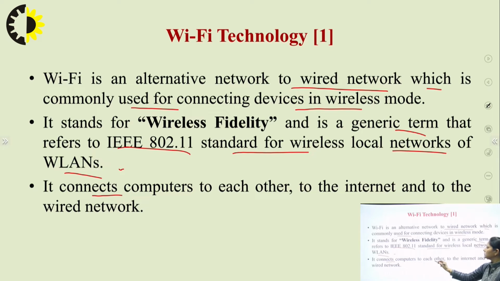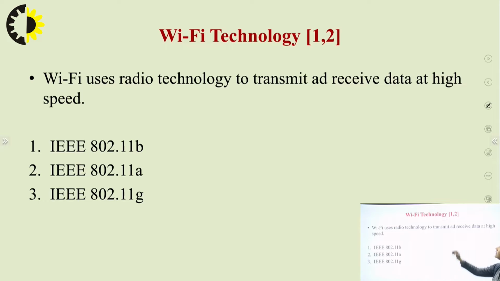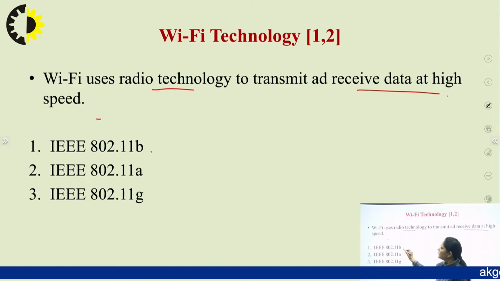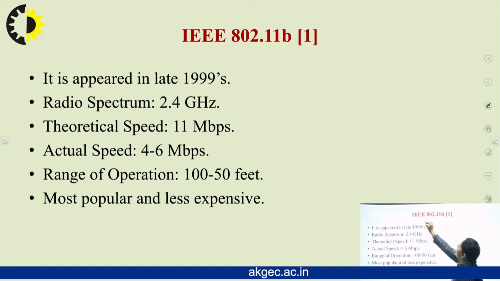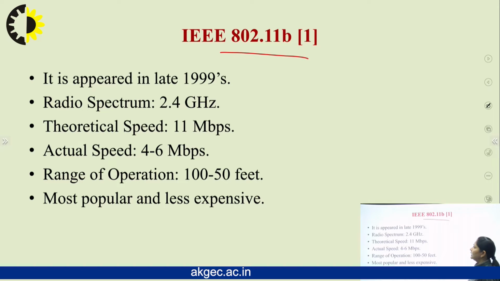It connects computers to each other. Computers can be connected to each other, to the internet and to the wired network. Now the technology uses radio technology. It uses frequencies to transmit and receive data at high speed. So these technologies are IEEE 802.11b, IEEE 802.11a, IEEE 802.11g.